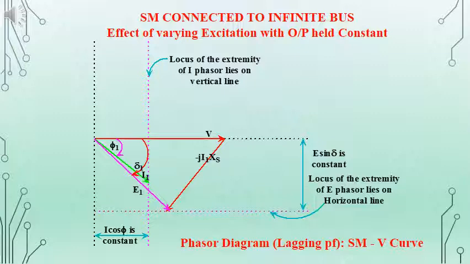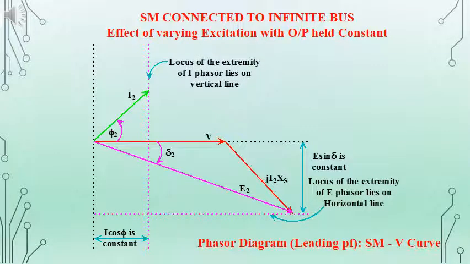Similarly, here E1 sin delta 1 will be the same as that of the previous case in magnitude, that is E sin delta. That implies the power output from the synchronous motor also remains the same as that of the UPF condition. And here the current is a lagging one.